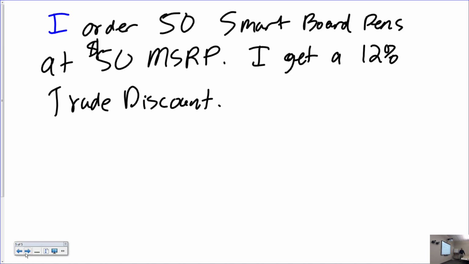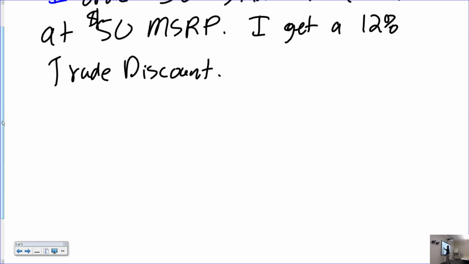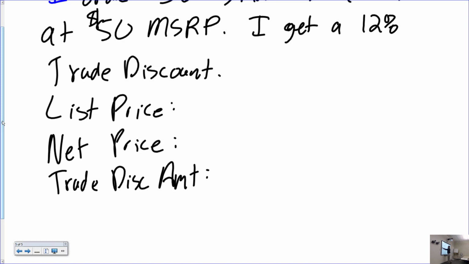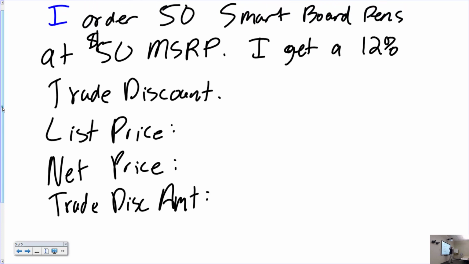And what I want you guys to tell me is, what's the list price, what's the net price, and what's the trade discount amount, right? And this is the way most of the problems in Chapter 7 are going to go. Note that in the homework problems, they won't ask for all three of those. They'll ask for one or two or three of them, right?